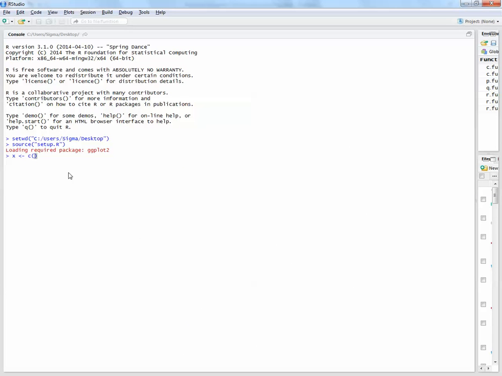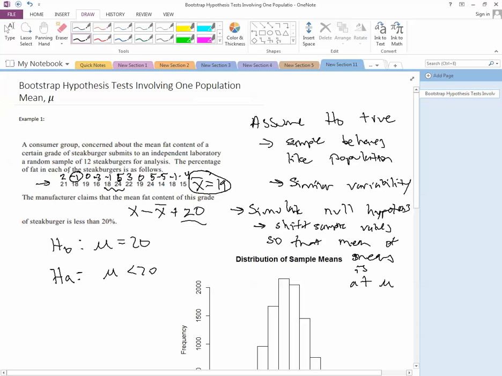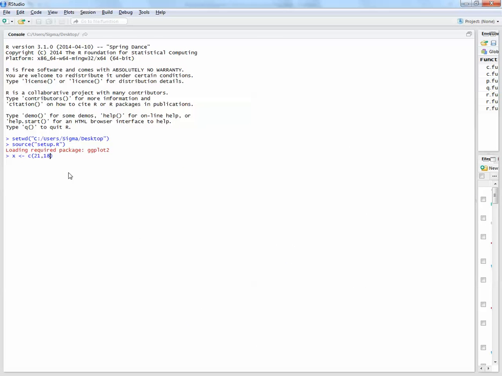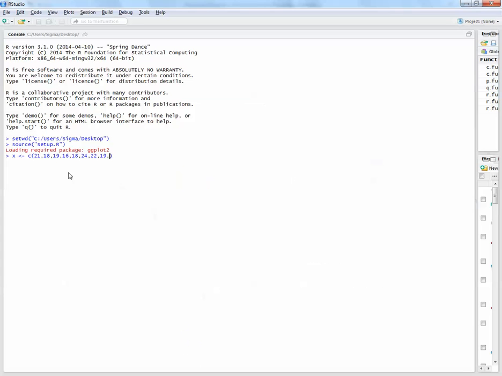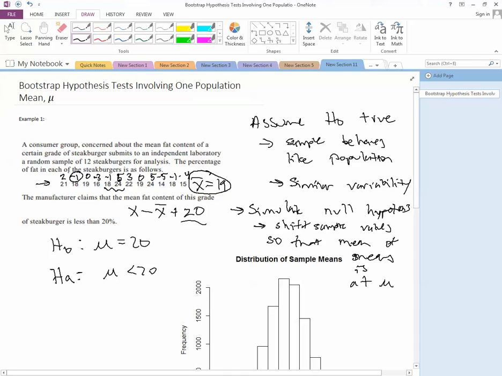We're basically saying store this vector of values into x, and we're just going to type in our original values: 21, 18, 19, 16, 18, 24, 22, 19, 24, 18, 24, 14, 18, and 15.